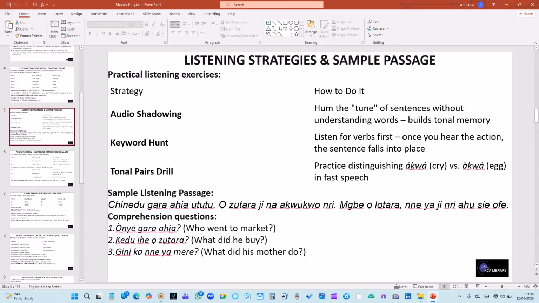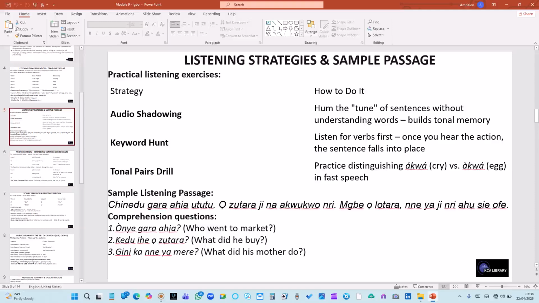Now let us look at a sample listening passage. Chinedu gara ahịa n'ụtụtụ. Ọ zụtara ji na akwụkwọ nri. Mgbe ọ lọtara, nne ya ji nri ahụ sie ofe. Now comprehension question. Onye gara ahịa? Who went to the market? Here, the person that went to the market is Chinedu, because he said Chinedu gara ahịa n'ụtụtụ, which means Chinedu went to the market in the morning.